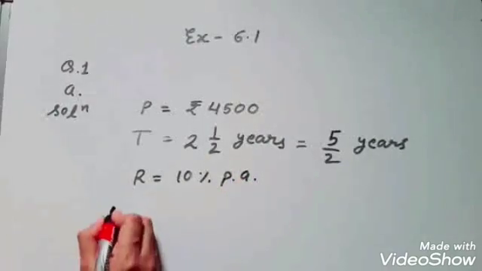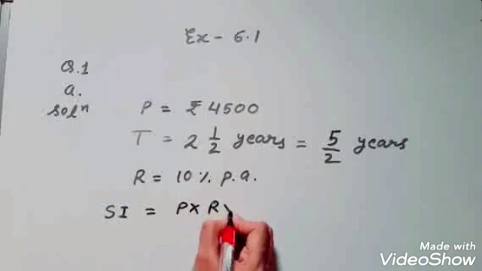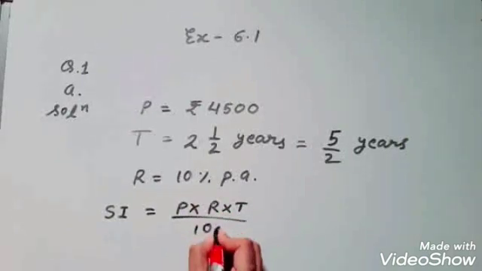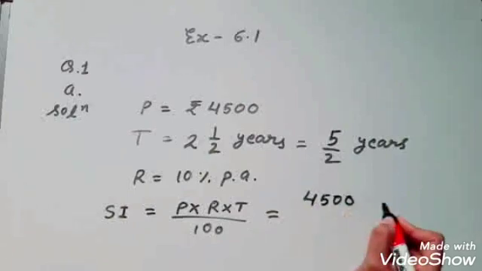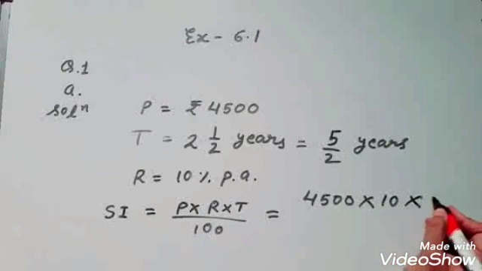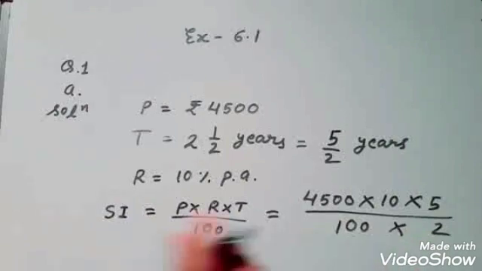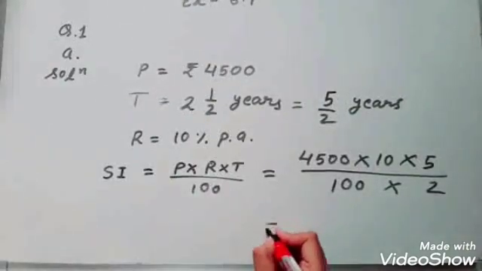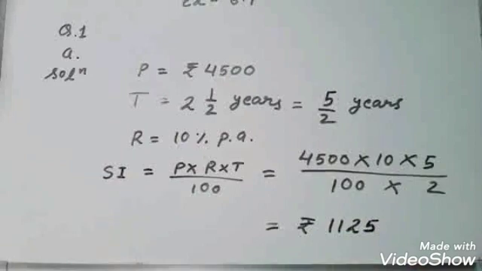Okay, now we will write the formula of simple interest. What is that? P into R into T upon 100. We are putting the values: 4,500 principal, rate 10%, time 5 upon 2, and upon 100. Okay, now we will calculate this and we will get simple interest 1,125 rupees.